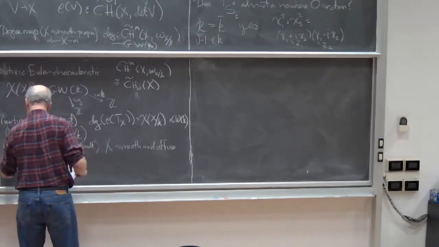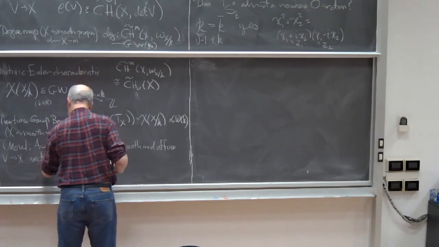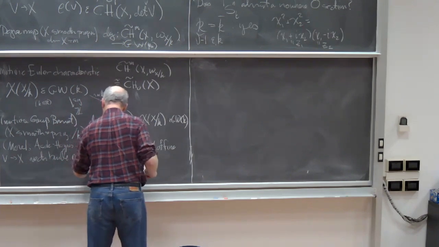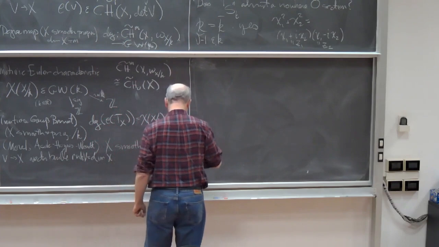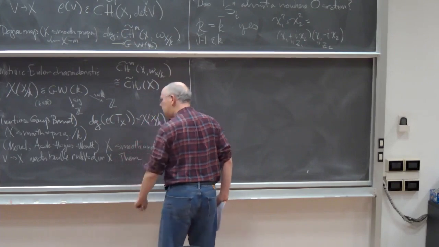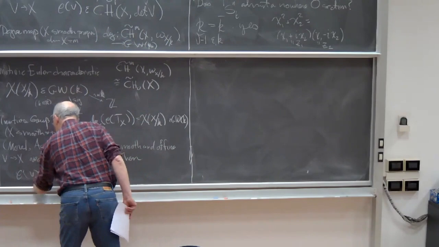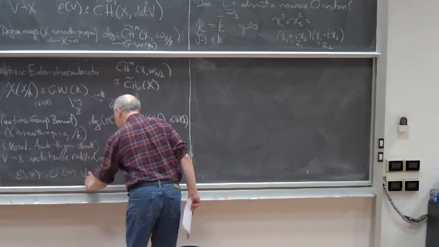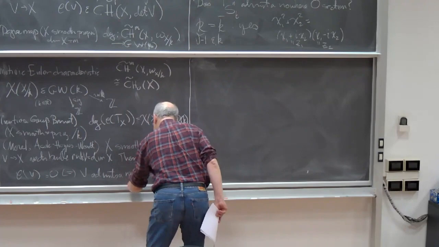But in any case, V to X a vector bundle, rank of V equals dimension of X, then it's the same theorem. The Euler class of V in this Chow-Witt group equals 0 if and only if V admits a nowhere zero section.